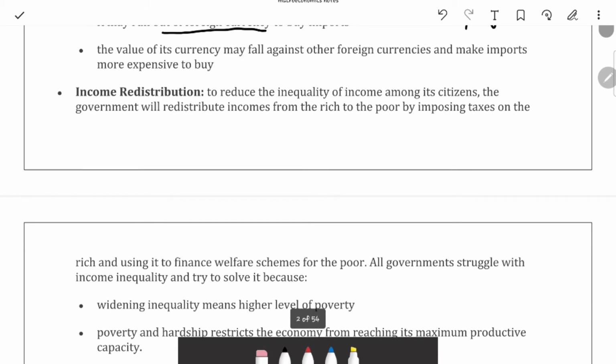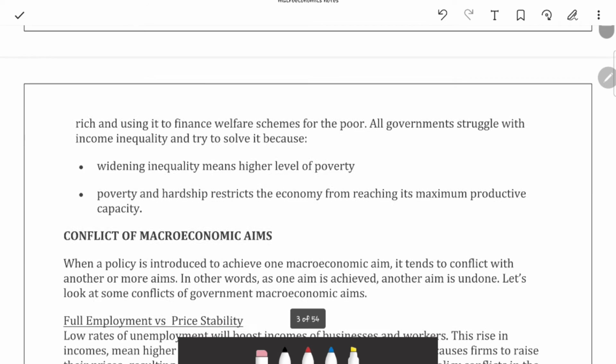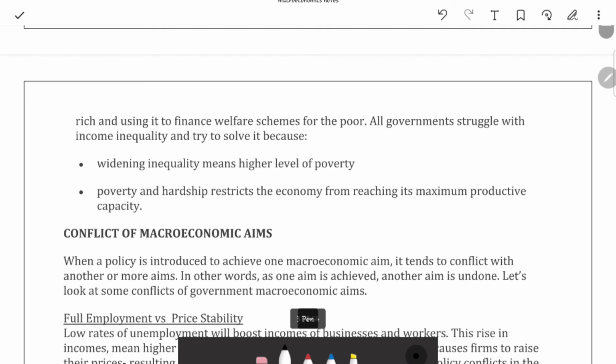The next one we say is income redistribution. Again, these are all macroeconomic aims. Income redistribution is self-explanatory. The poor people should have enough income so that they can acquire the basic necessities. And the rich people should be taxed so that the government can get some revenue from there. So it's as easy as that. And we do this so that we can have income equality.